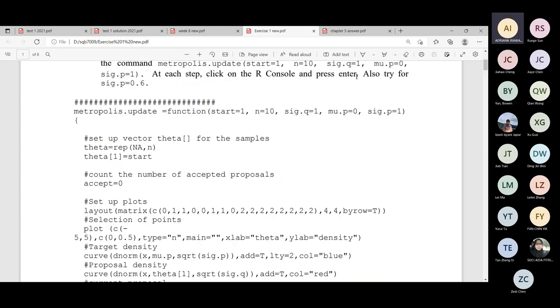Before we try in R, you can see the aim here is first, you have the name of the function, and this is the input. We have the starting value, the n, and the sigma. Sigma Q is the proposal, and then you have mu p and sigma p, which are the mean and variance of your target.